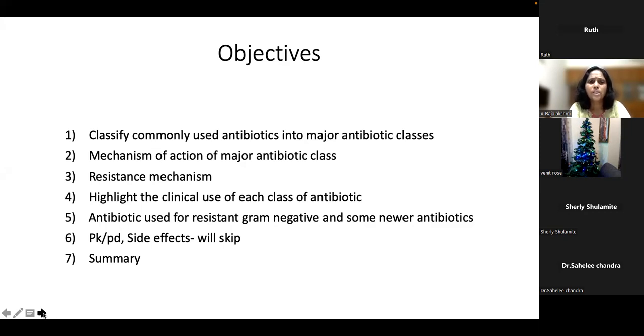Then I'll also touch upon antibiotics used for resistant gram-negatives, because you should know what drugs are used and be aware of them. Again, there is a lot of development happening in this area. I will not dwell on it much, but I will give you a gist of what resistant gram-negative bacteria are and some newer antibiotics. I will not touch on PK/PD, side effects, and other things because of lack of time. At the end, I will summarize, with a post-test question. This is the objective for today.